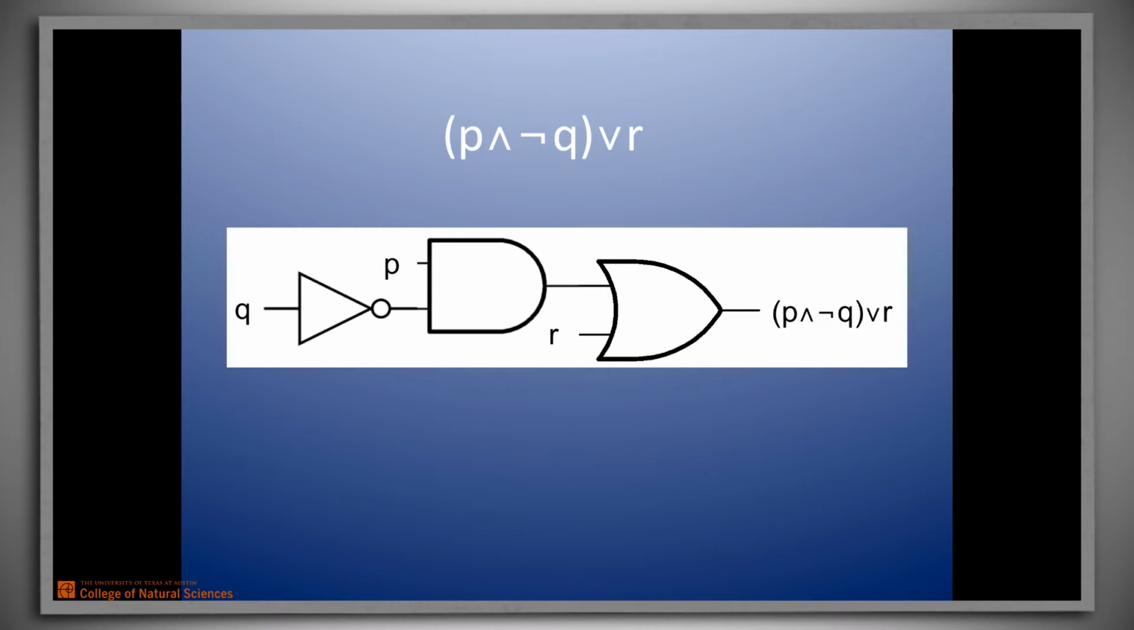Now, let's do an example, the example we had from the previous video. This is the design that we built. Let's look at it again. We have P and not Q or R. Once again, we take Q, we need to negate it. We conjunct that using this AND gate with P. Then we take the output of that and OR it with an R to get the final expression P and not Q or R. Now let's build it in Logisim.